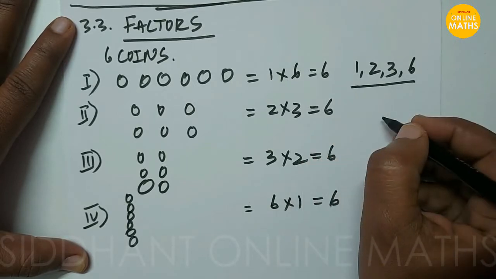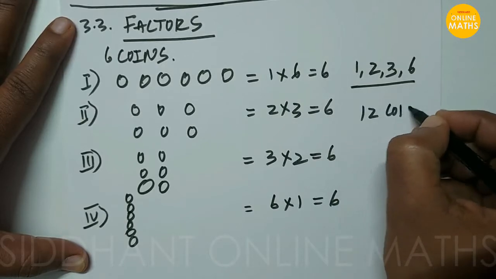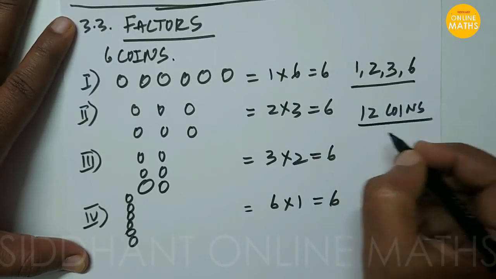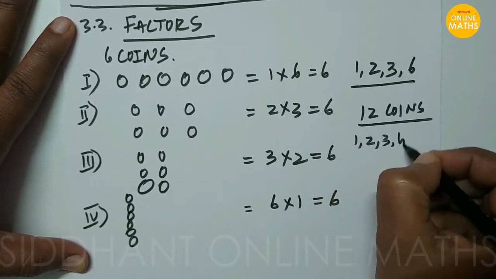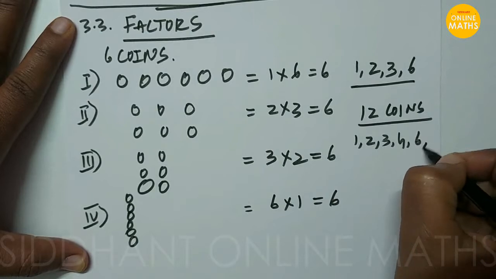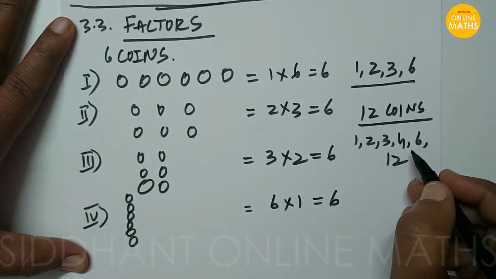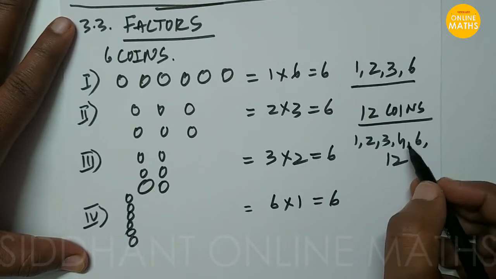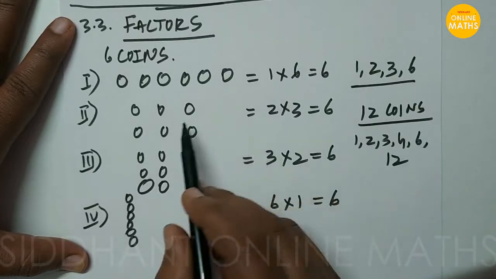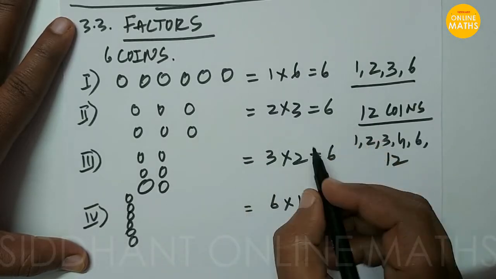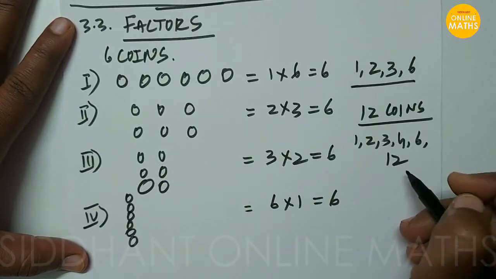If you take another number like 12 coins to arrange, then we see the factors 1, 2, 3, 4, 6 and 12. So these are the different possibilities in which the 12 coins can be arranged in different rows and columns. When you arrange them, you get the factors 1, 2, 3, 4, 6 and 12.